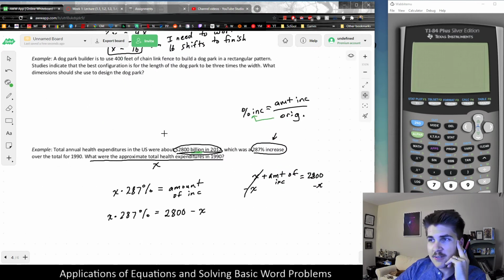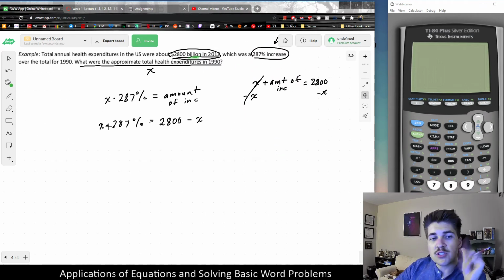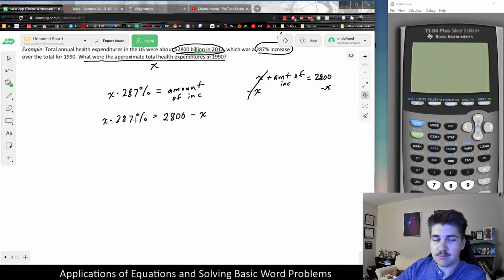Let me try to return back to where I was. And also, returning back to percentages, remember that if I'm doing it mathematically in an equation, I would want to convert that to its decimal form, and I don't usually want to leave it in a percent form. Basically, if I move the decimal place twice to the left, I can convert that back to its numerical value, which would be 2.87. So I have 2.87 times x is equal to 2800 minus x. And there we have an equation.